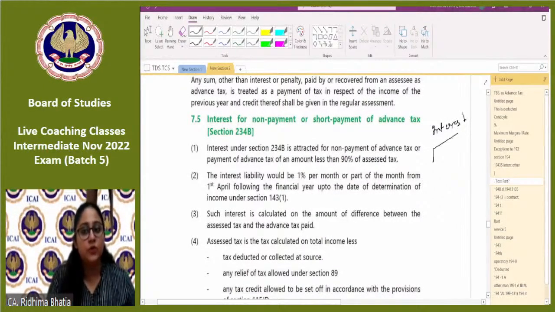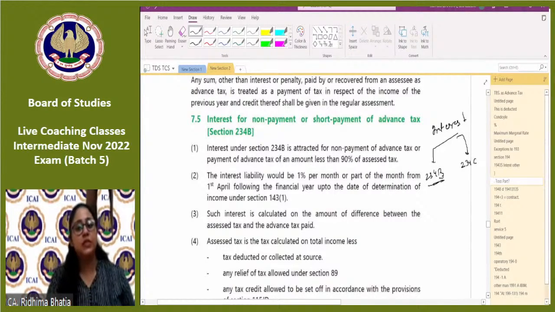Now, there are two types of interest under the default in payment of advance tax. One is 234B, another is 234C. This is the easiest and the best, I think so. Anyway, back to it. 234B and 234C. Now, what do these two sections say?